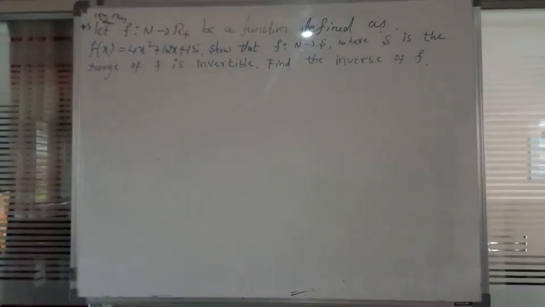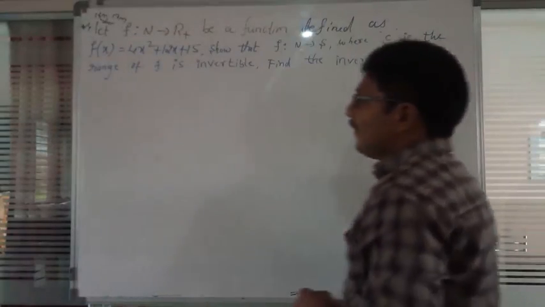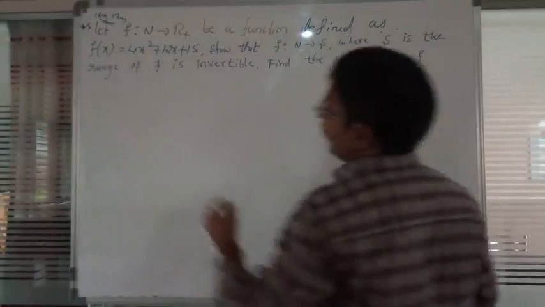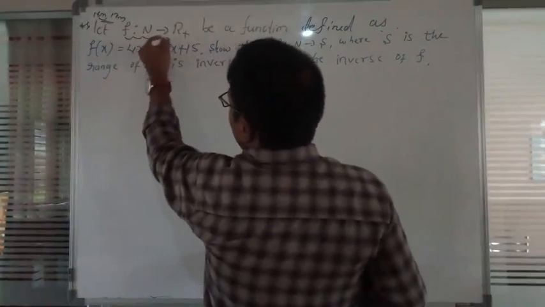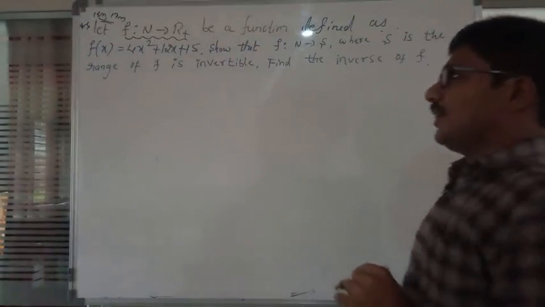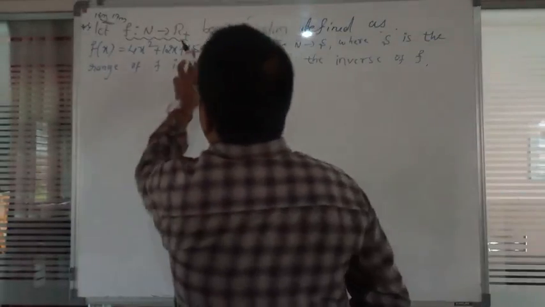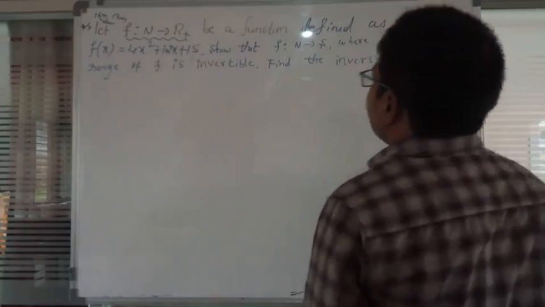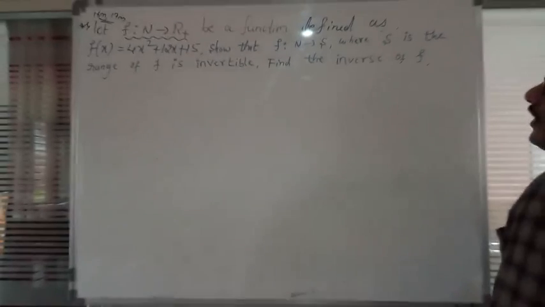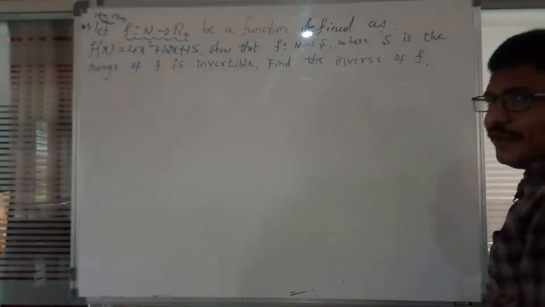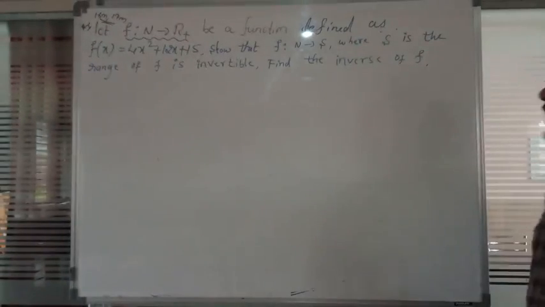Okay. So, concentrate students. What is the question asking? There is a function f from N to R plus. It means natural numbers to R plus, a function defined by the given quadratic expression 4x square plus 12x plus 15. Show that f from N to S, S is the range of f. It means R plus elements, but whichever elements are the range, we should write that, and f is invertible. Find the inverse of f.